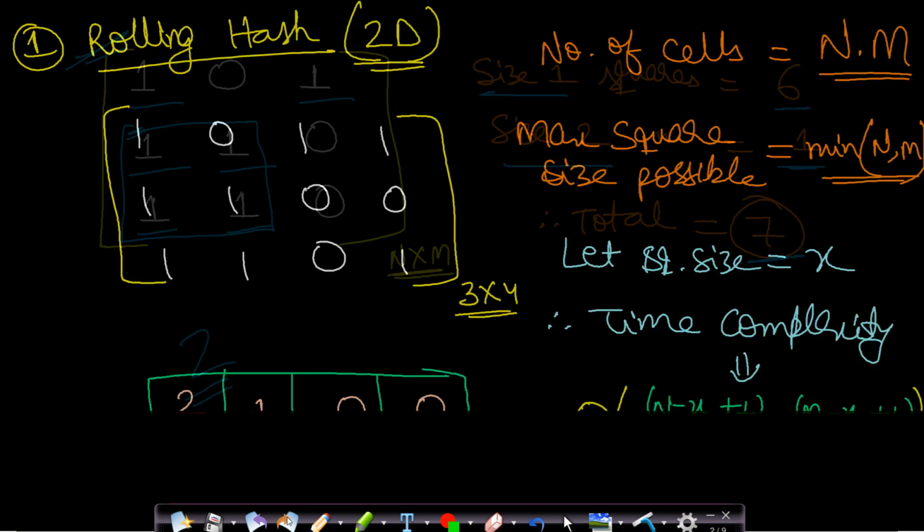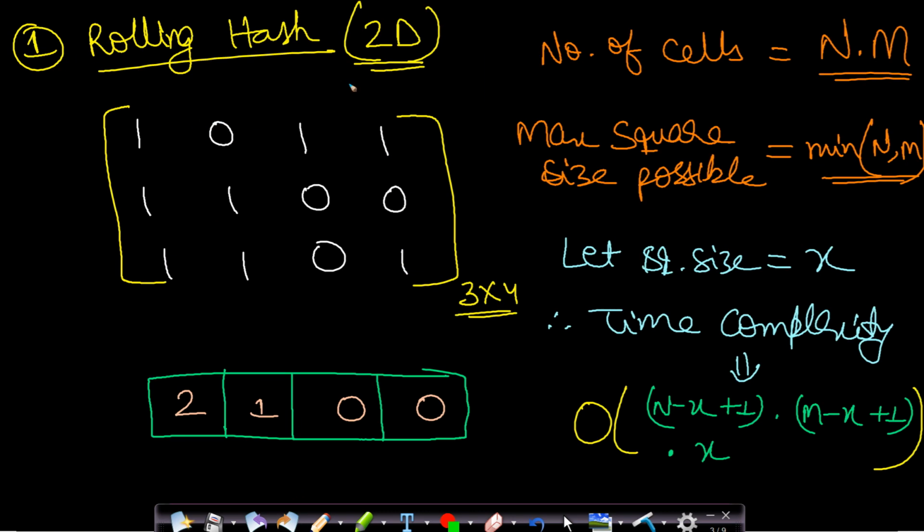So the first method is by using rolling hash. I have already explained single dimensional rolling hash in one of my videos. You can watch it from the description section below and then come back to see the solution of the first approach. So in this approach I will apply a 2D rolling hash. So how do we do it?